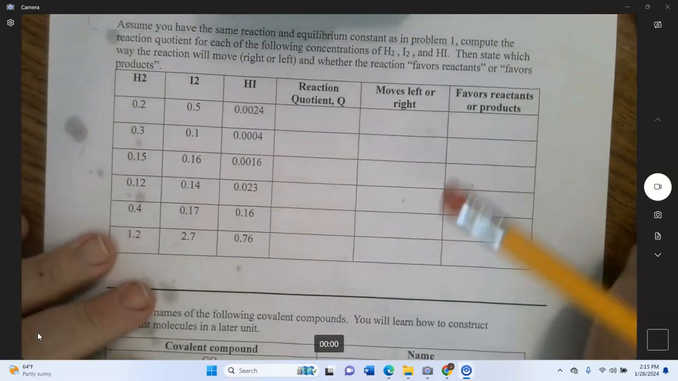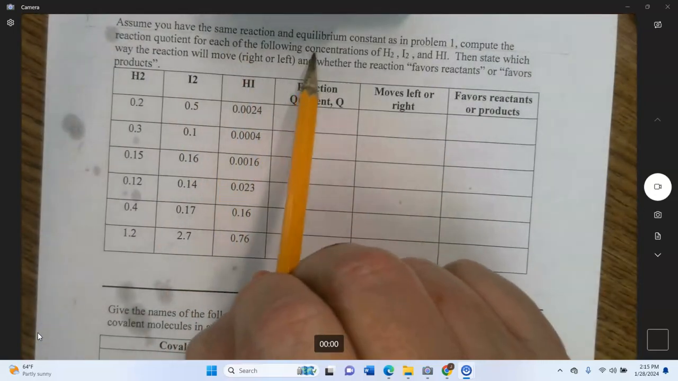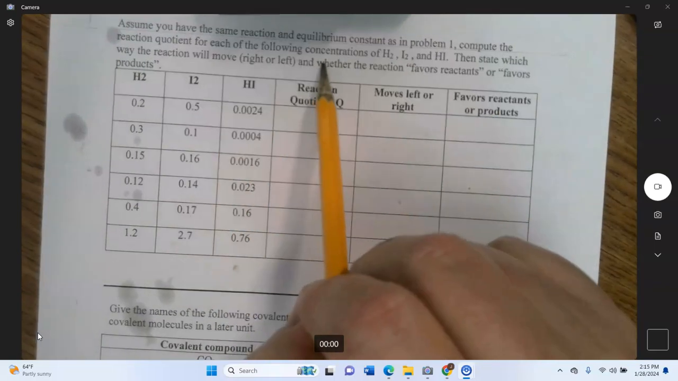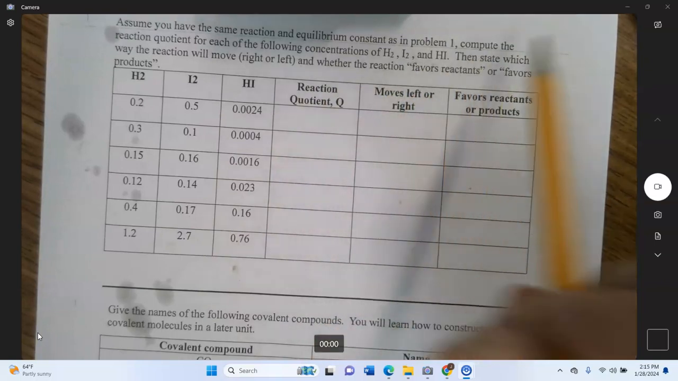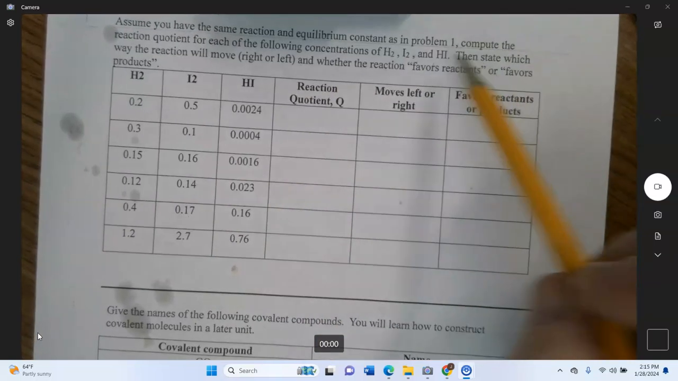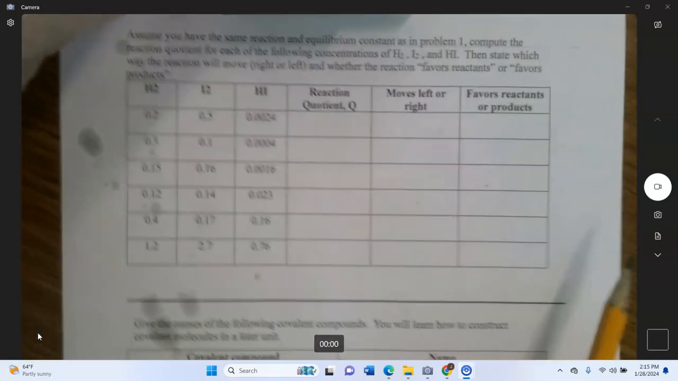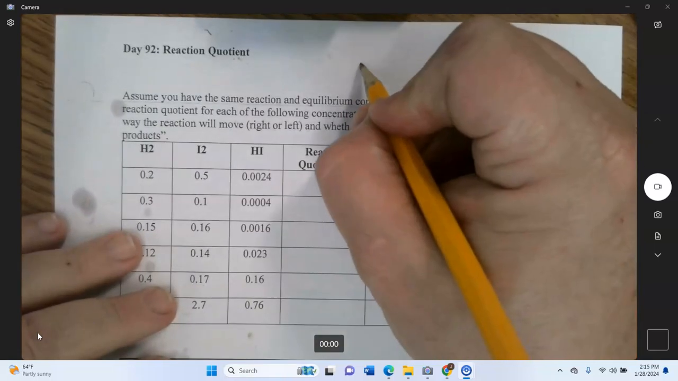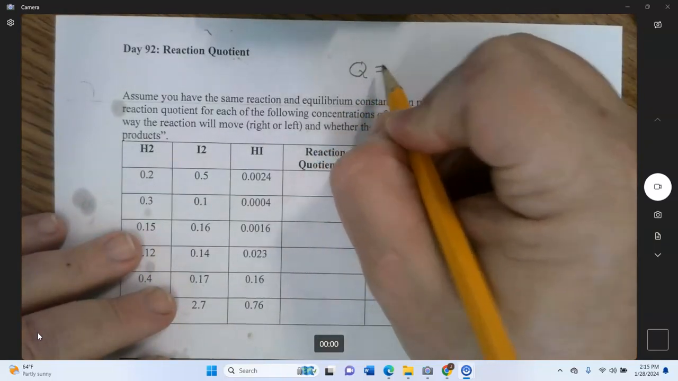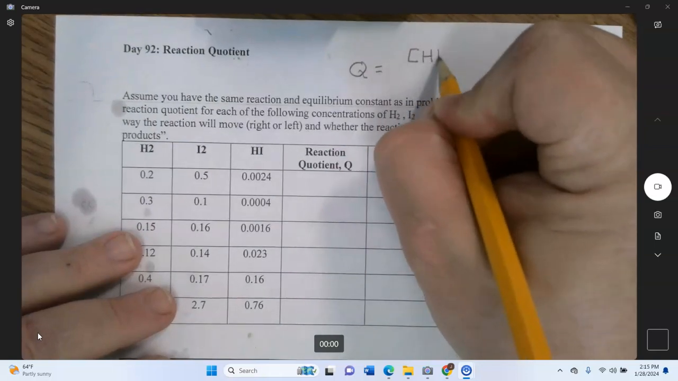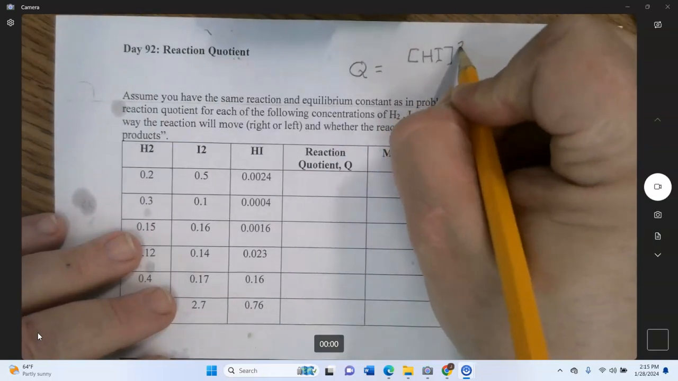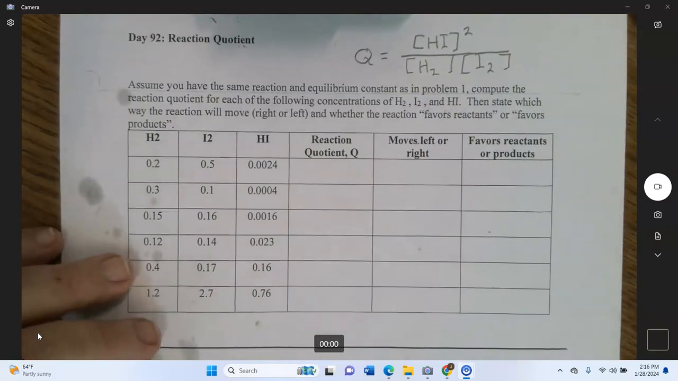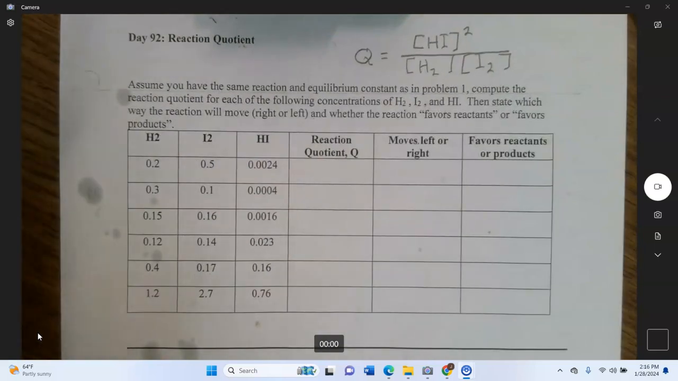All right, so it says assume you have the same reaction equilibrium constants as in problem 1. Compute the reaction quotient for each of the following concentrations of H2, I2, HI. Then state which way the reaction will go. All right. So again, let's go ahead and write the law of mass action for that. So now though we're calculating Q. But the rest of it is exactly the same. All right. So you're going to plug these numbers in. So let's just do the first one together.